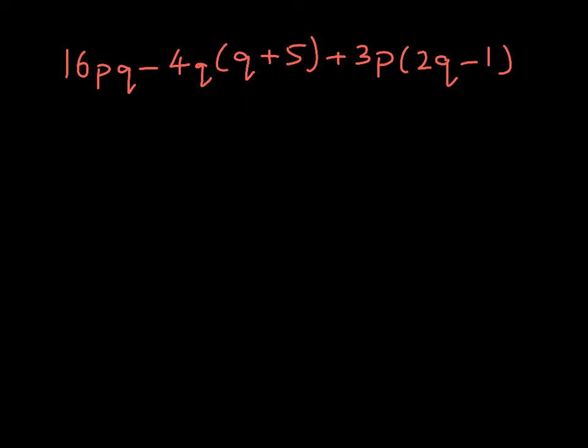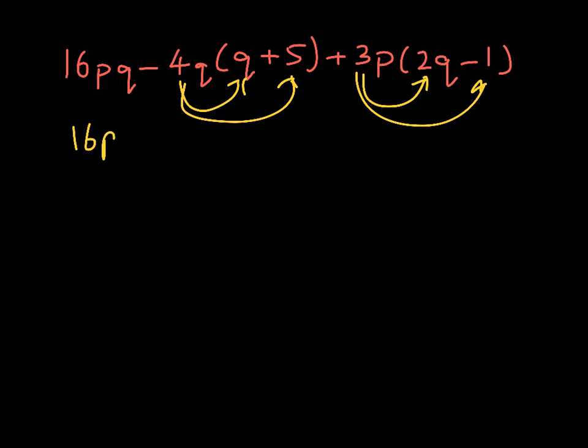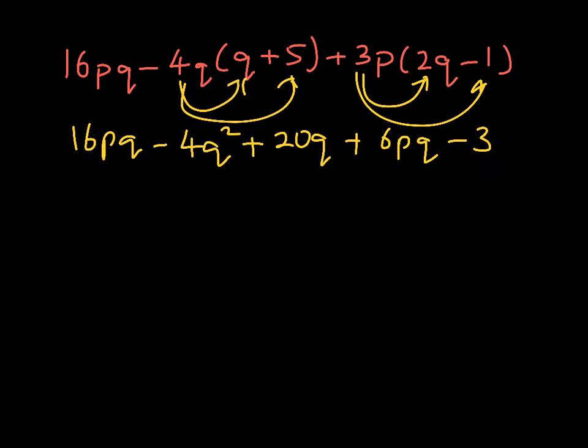16pq minus 4q into q plus 5 plus 3p into 2q minus 1. So let's go ahead and solve this. 16pq minus 4q times q gives us 4q squared. 4q times 5 gives us 20q. Plus 3p times 2q gives us 6pq, and then 3p times negative 1 gives us negative 3p.